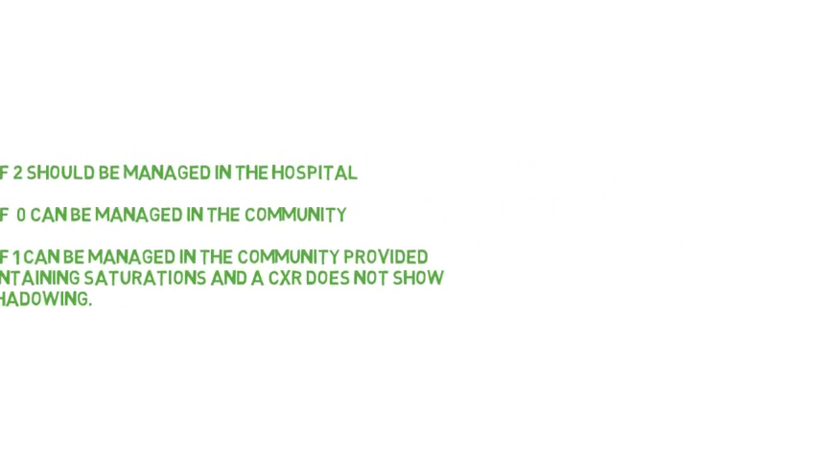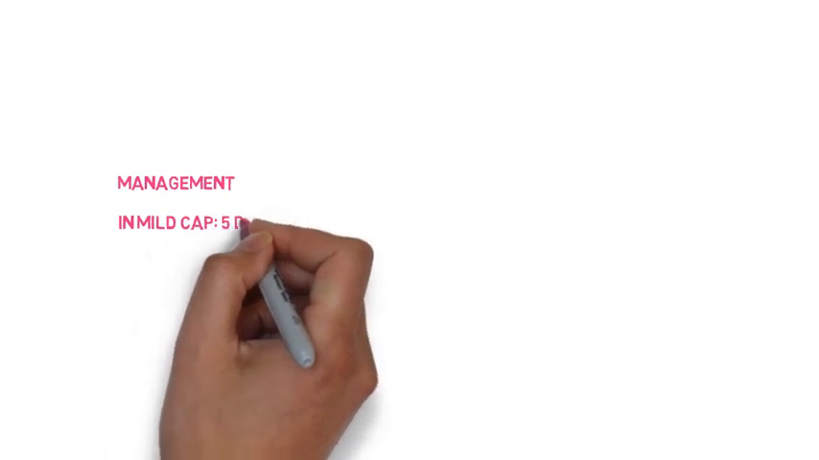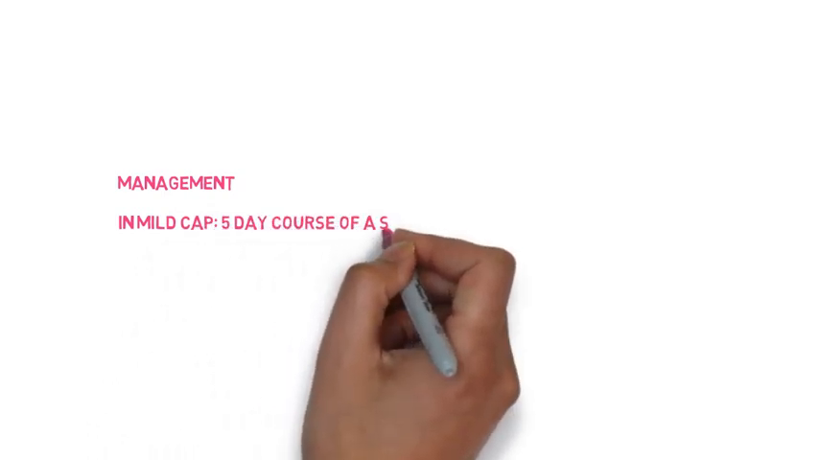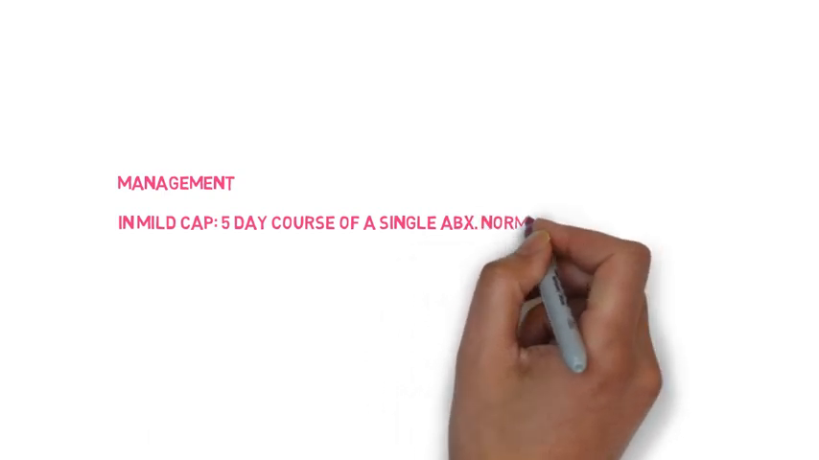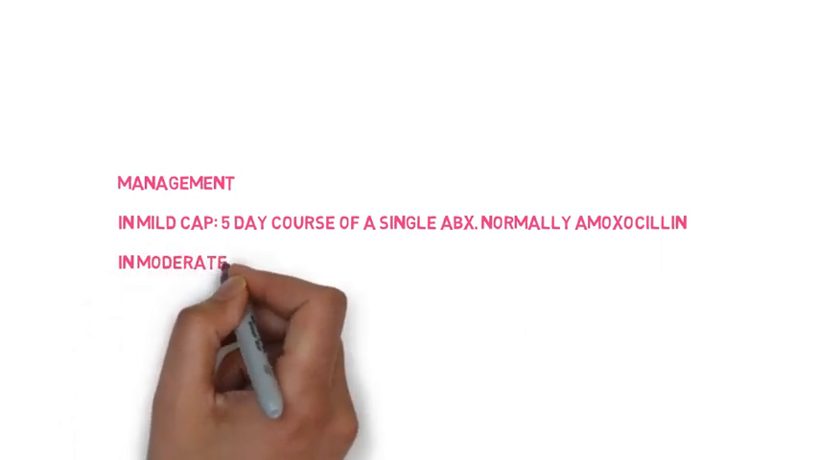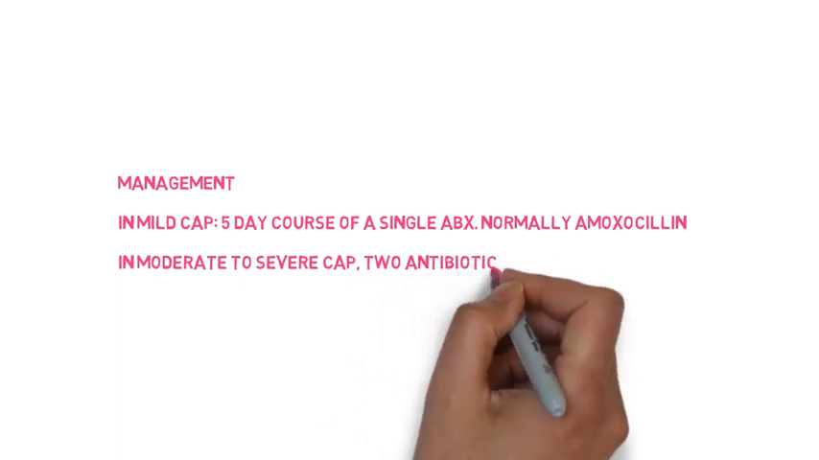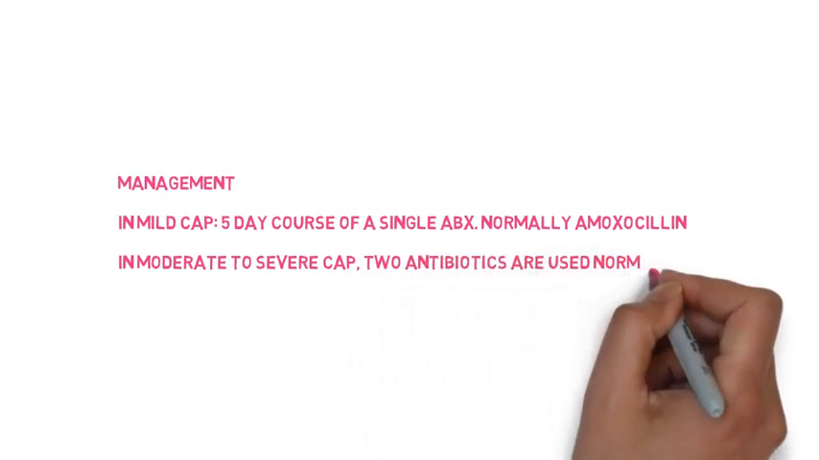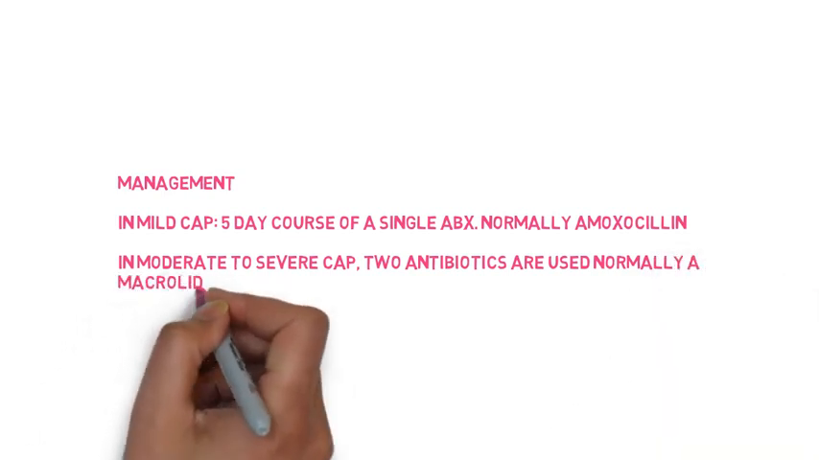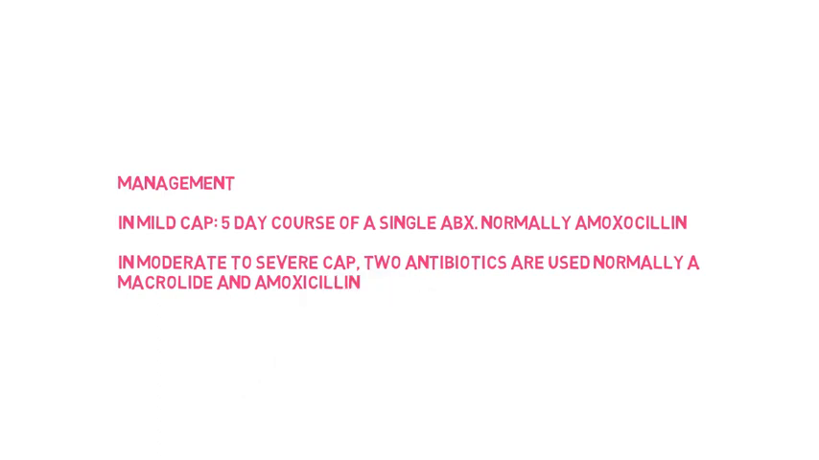When is a urinary antigen test useful? If you suspect pneumococcal or Legionella pneumonia. And what is the management of community-acquired pneumonia? Well, this depends of course on whether it's typical or atypical, if the patient has any allergies, and what your hospital's guidelines are. So in mild community-acquired pneumonia, you normally get a 5-day course of a single antibiotic. This is normally amoxicillin, whereas in moderate to severe community-acquired pneumonia, 2 antibiotics are normally used, one of which is commonly amoxicillin.